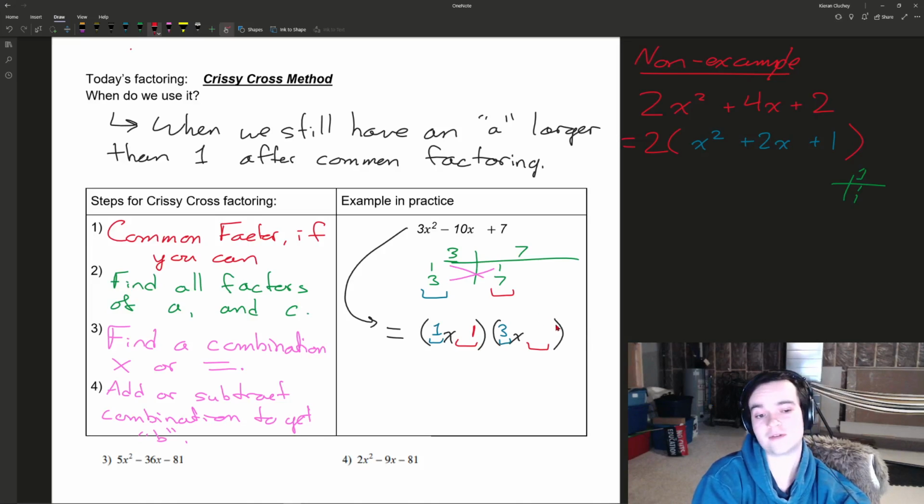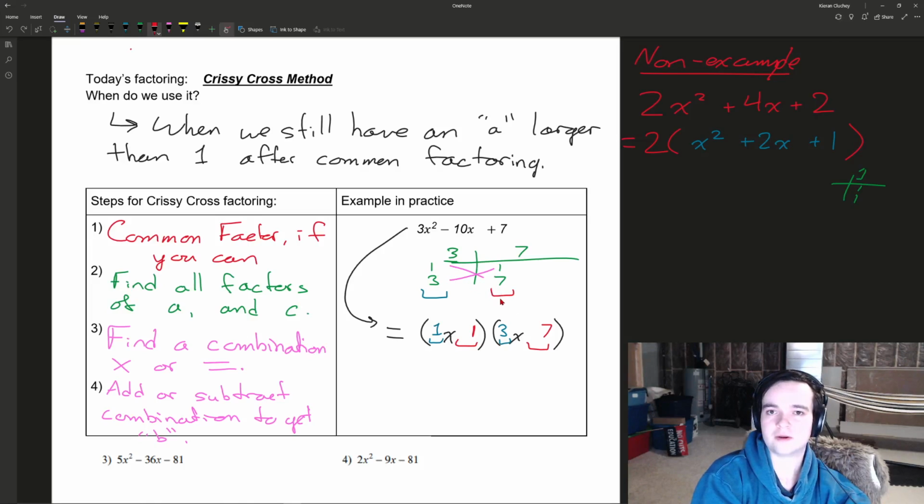That means I only have, by process of elimination, I have to put the 7 somewhere. It has to go here. But just to verify, that 7 has to get multiplied by this 1. So this 1 is here. It has to be multiplied by this 7. So that means they have to go in different brackets. Okay? If we want them to be multiplied together, they have to go in different brackets. Okay?